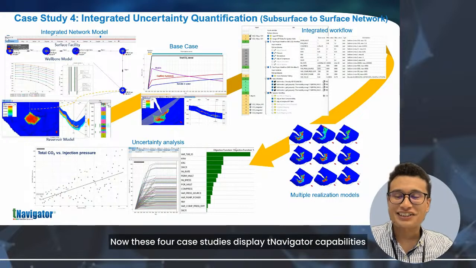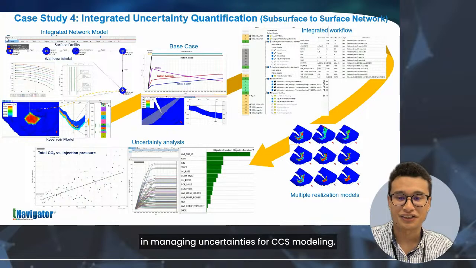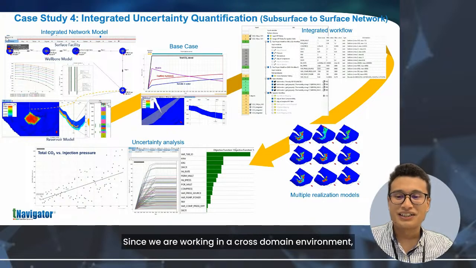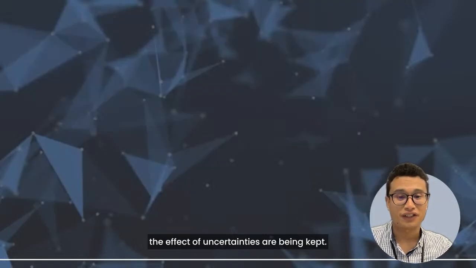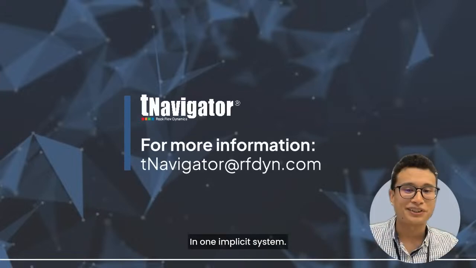Now, these four case studies display T-Navigator's capabilities in managing uncertainties for CCS modeling. Since we are working in a cross-domain environment, one integrated solution is needed to ensure the effects of uncertainties are kept in one implicit system.